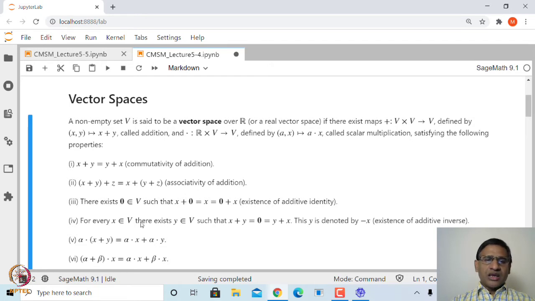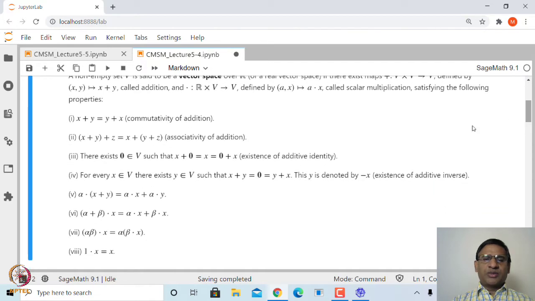Similarly, if you take any x in V, you can find another y in V such that x plus y is the additive identity, which is the same as y plus x. This y we generally denote by minus x, and we call it the negative of x or additive inverse of x. The other properties relate the two operations: alpha times (x plus y) should be alpha times x plus alpha times y, and this should hold for every alpha in R and every x, y in V.